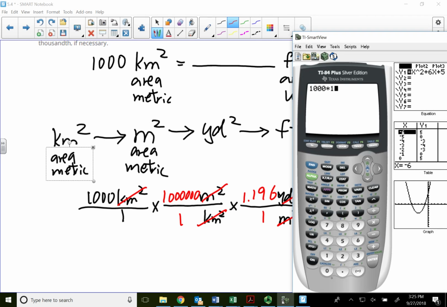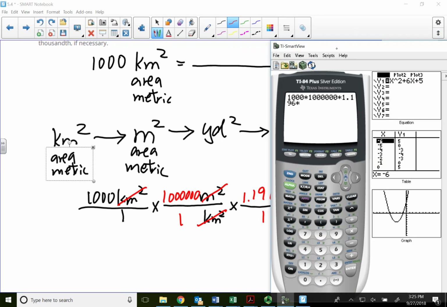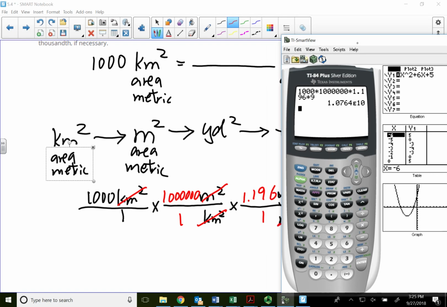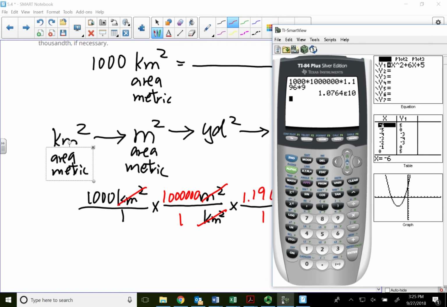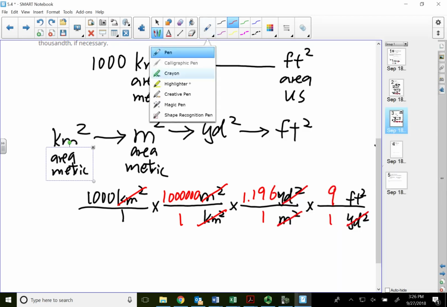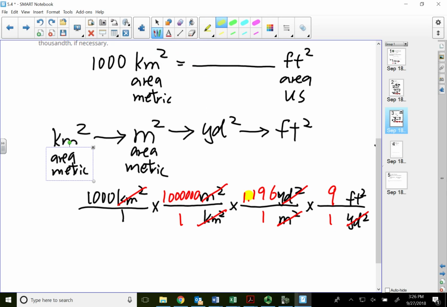1,000 times 1 with 6 other zeros times 1.196 times 9. It looks something like this. And you might ask, well, what in the world is this saying? This is called the scientific notation, which we will introduce in Math 108. So rather than look at this, the easiest way to do this problem is take the 1.196 times the 9 first.